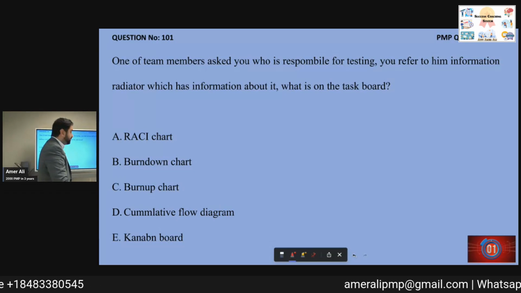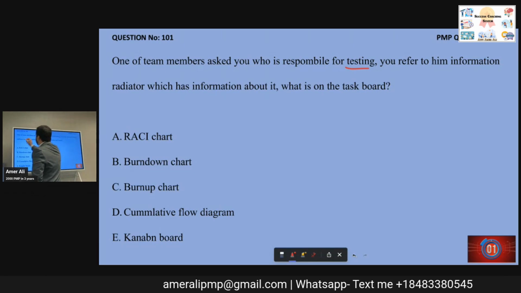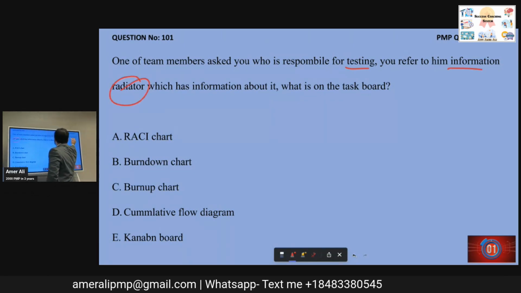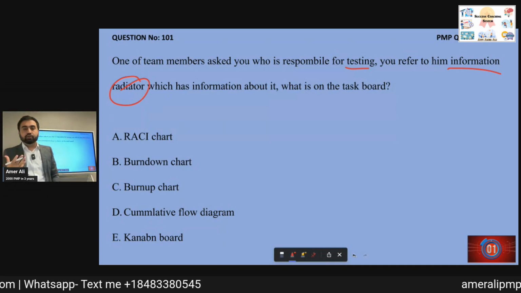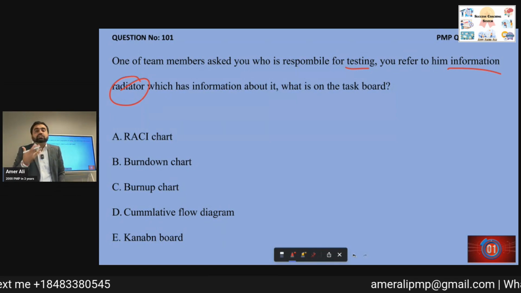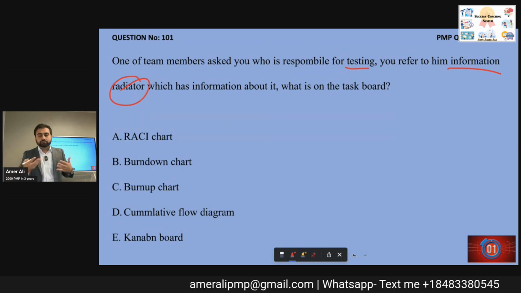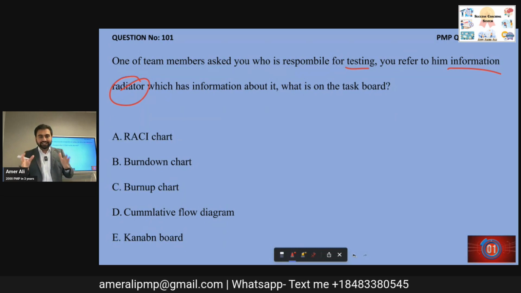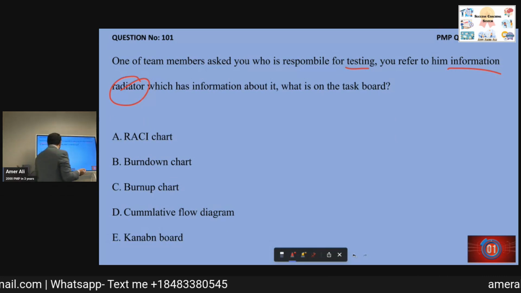Is responsible for testing? You refer him to information radiators. So now the first question that comes here is, what is this information radiator? An information radiator is something that displays the information, that you can look into, okay, this is the right information. So there are multiple information radiators that we use.